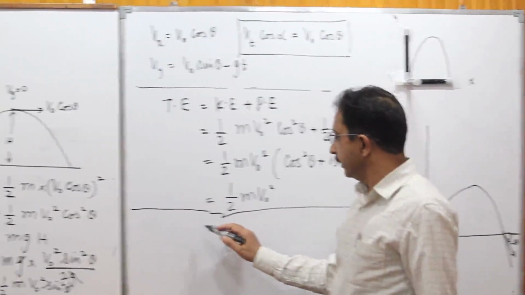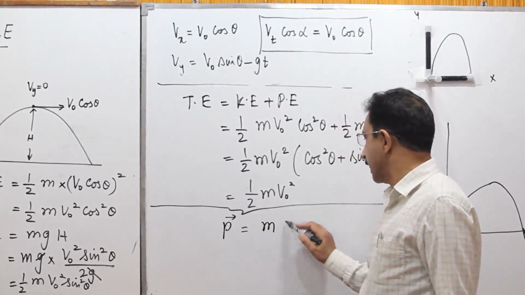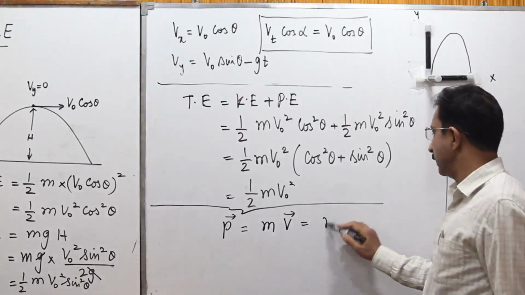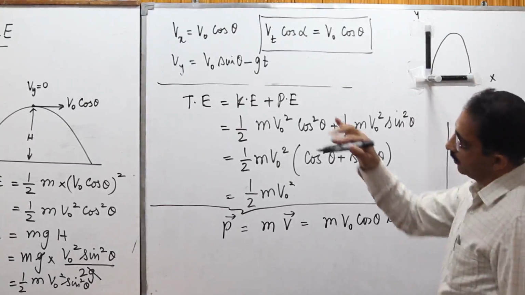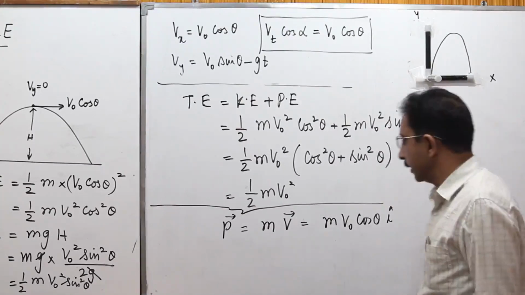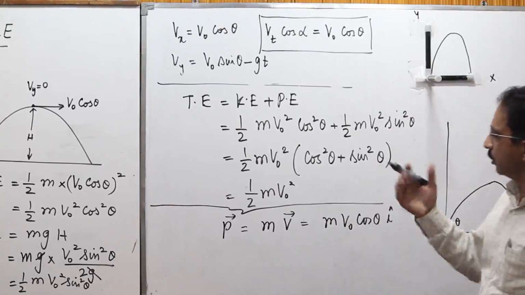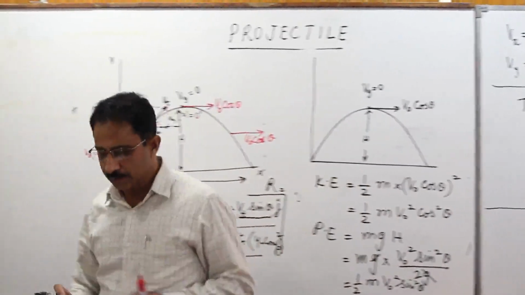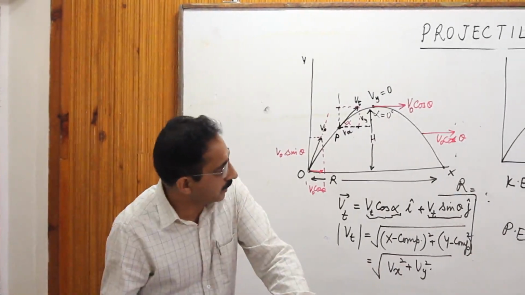I can also talk about linear momentum at the highest point. At the highest point, the linear momentum will be mass multiplied by velocity at that point. So you will agree with me that in this case it becomes m into v0 cos theta into i cap, because the velocity is parallel to the x-axis. We can also think about the angular momentum, but we leave that part to rotational dynamics. When we talk about rotational motion, we can think about the value of this angular momentum.